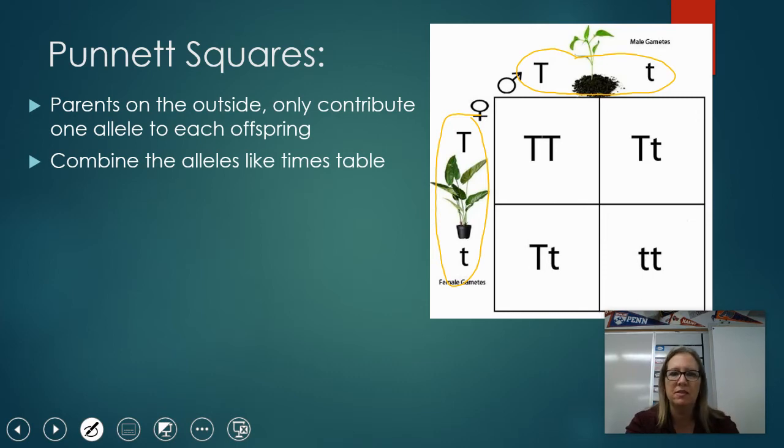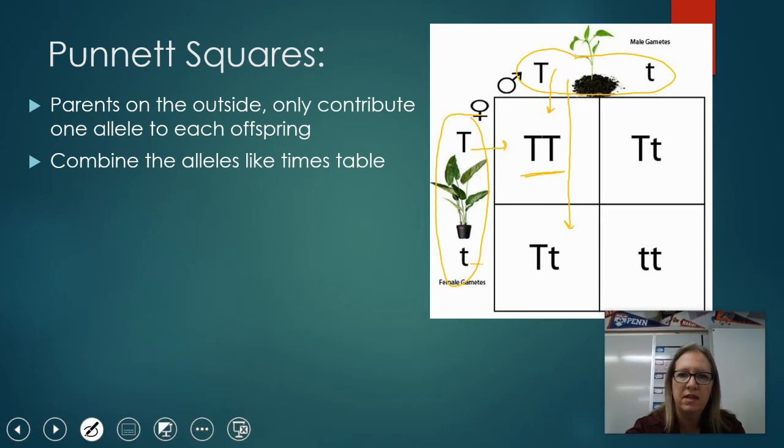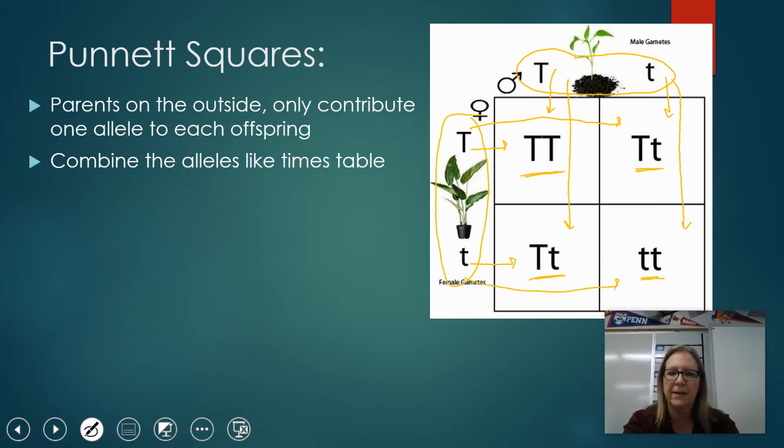And then you treat this kind of like a multiplication table, a times table, okay? So this big T goes in there and this big T goes in there, and so you wind up with this. Then this big T goes down there, and then that little t, and so you wind up with this. Little t, big T, okay? Another hybrid. Little t, little t, purebred, okay? Now remember what I said about dominant recessive. If the capital letter is there, if the dominant allele is there, it will show that dominant trait. So all three of these are going to be tall, okay?